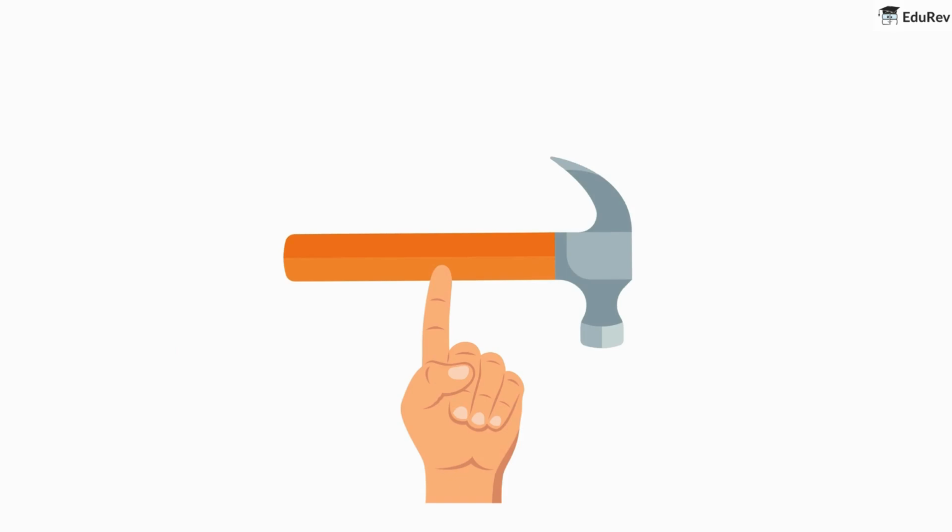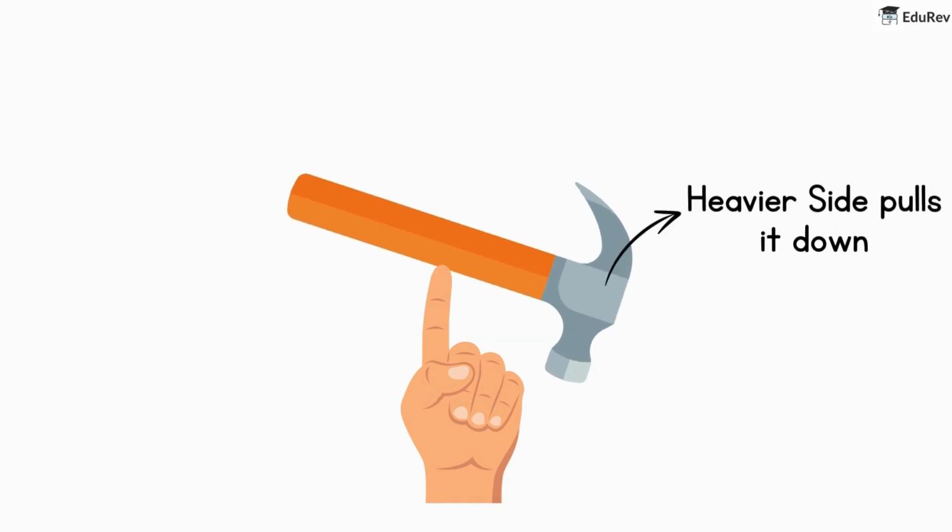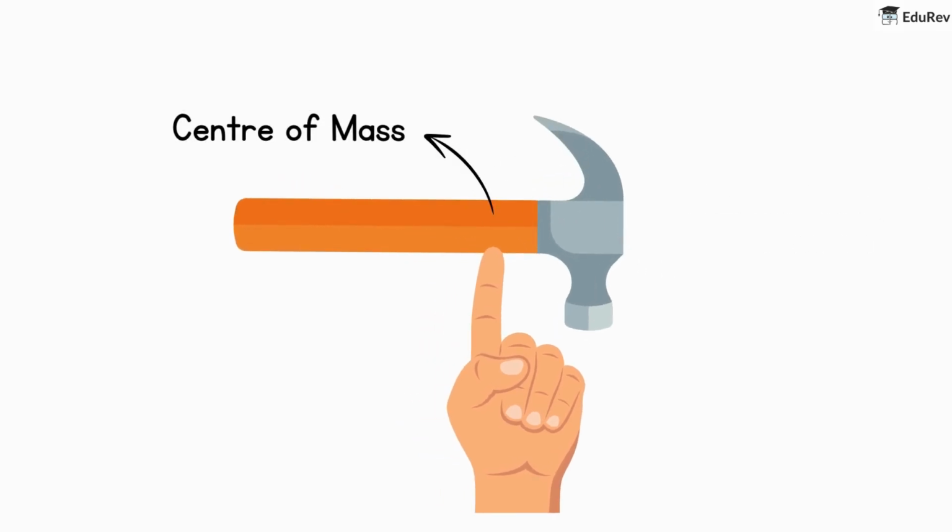Now, think about a hammer. When you try to balance it, you'll notice it doesn't balance in the middle. The heavy metal head pulls the balance point closer to one end. This is because the hammer's center of mass is closer to its heavier side.